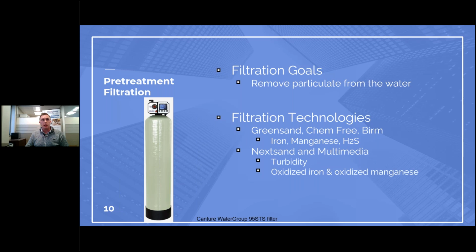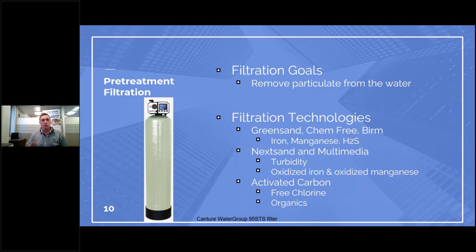For Next Sand and multimedia, that's where we're looking at specific turbidity removal. That would be like the silts that I spoke about earlier. If you already have or are already oxidizing your iron and your manganese, then Next Sand and multimedia filters work great, along with any other sort of chunks and bits of things that you can find in there. And then lastly, in terms of filtration, what we group in the last one here, but it's really targeted towards the dissolved side, is the activated carbon.